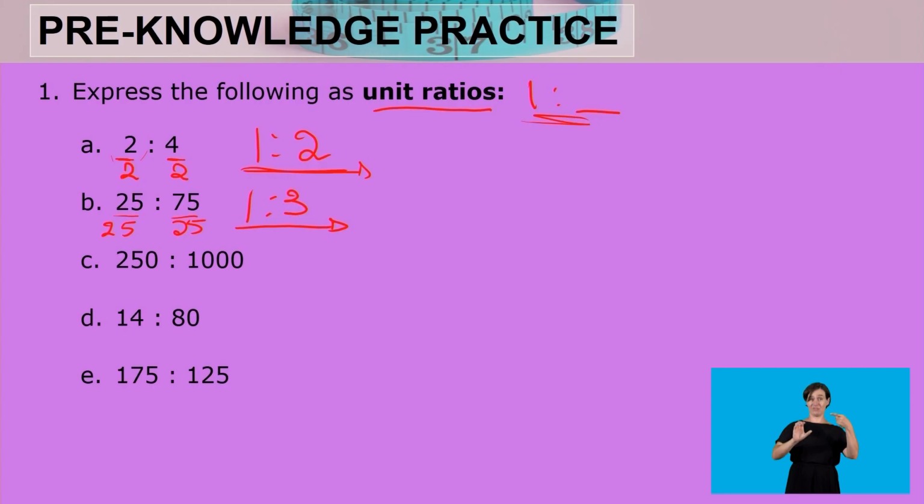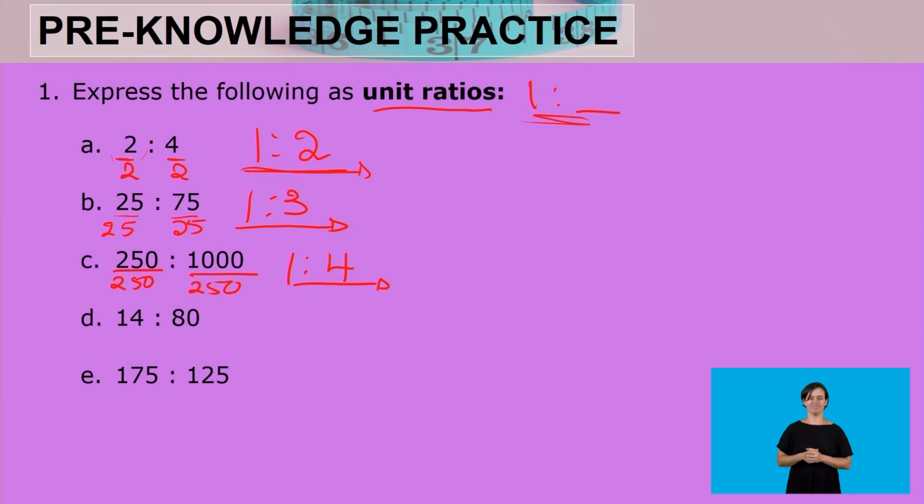Then we go to 250 is to 1,000. Does 250 go into 1,000? Yes, it does. So when we divide both sides by 250, on our left-hand side we remain with 1, because 250 divided by 250 is 1. Then what is 1,000 divided by 250? We've got 250, 500, 750, then it's 1,000. So it goes 4 times. Some of these calculations generally don't need a calculator.